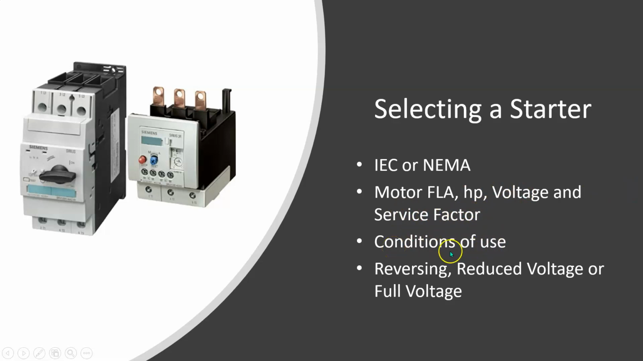Conditions of use. What the actual motor is going to be used for, right? Are we starting and stopping often, is it running continuously for days and days on end? What conditions is it in? Is it in a furnace room or a boiler room where it's really hot, or is it going to be in a freezer where it's really cold? Got to look at all that stuff. We've got to determine if it's reversing, a reduced voltage or a full voltage start motor. And that's going to be based on the inrush current.